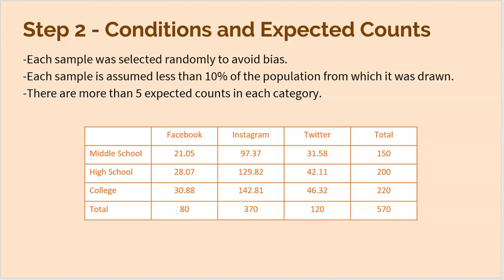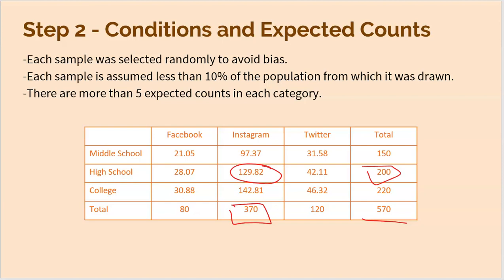So these are the expected values that you actually also have to find in step 2 here. So quick recap on how to do that. I'm not going to show it because we went through it in topic 8.4 and 8.5. But you basically, to find the high school kids that we expected to favor Instagram, you take the row total times the column total and divide it by the grand total. And that's how I came up with 129.82.